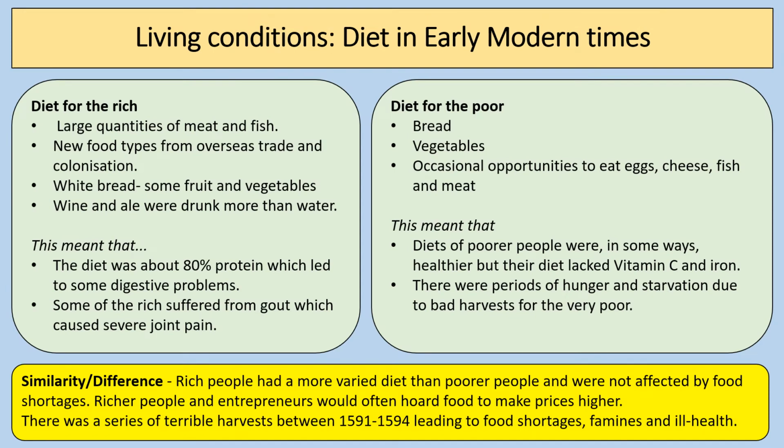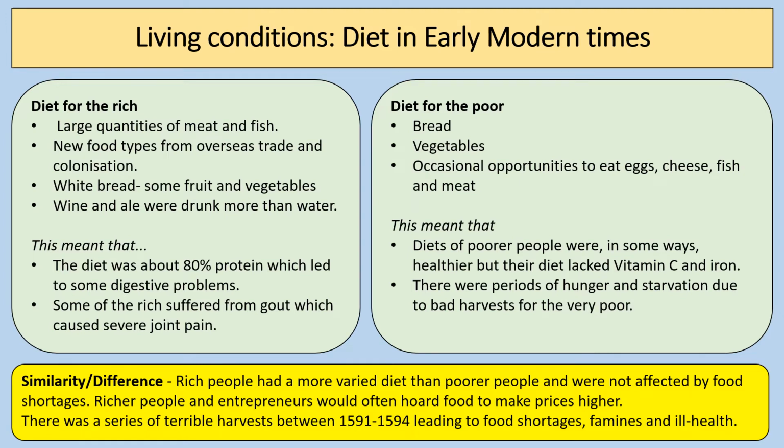So what are living conditions like in early modern times? Well, in terms of the diets for the rich, they eat large quantities of meat and fish. There's new food types from overseas trade and colonization, like chilies and peppers and tomatoes. We get coffee, we get sugar, for example. We get chocolate, although people are mainly drinking chocolate during this time. Wine and ale are drunk more than water.